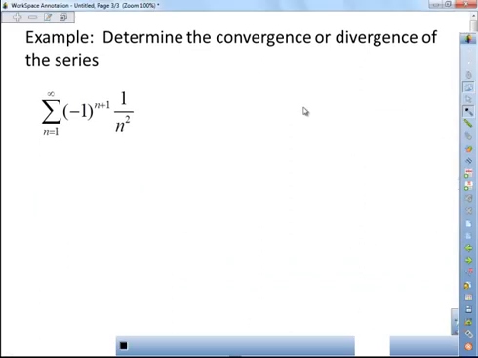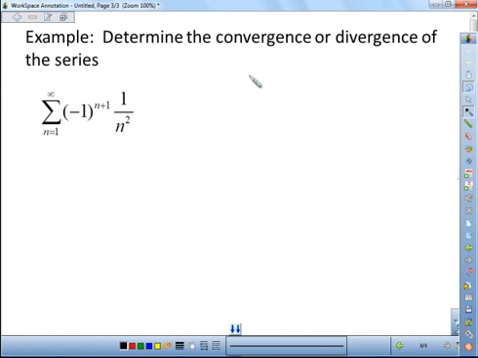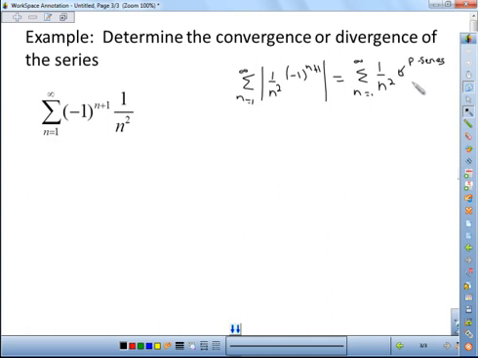So for example, determine the convergence or divergence of the series. Notice that the absolute value of this series is 1 over n squared. So it's a p series. P is equal to 2, which is greater than 1. So this converges absolutely.